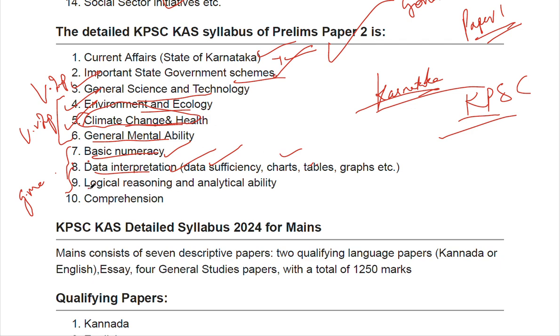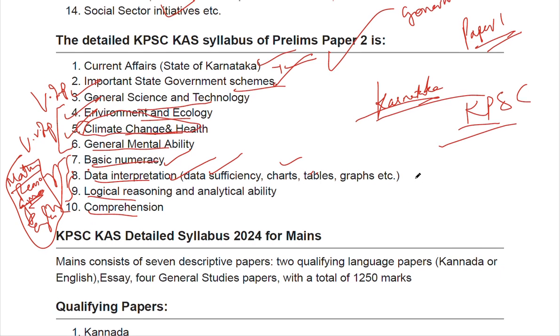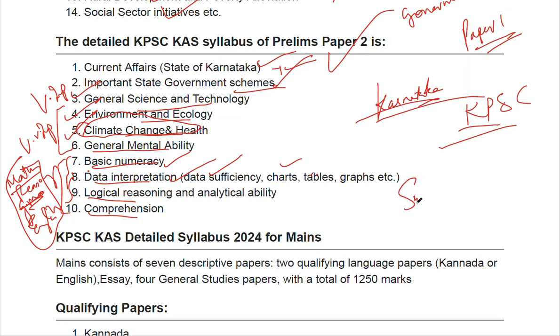Okay, then it is going to be logical reasoning and analytical ability and comprehension. So this part is going to be combined: your maths part, and it is also going to have reasoning, and it's also going to have your English part, which is nothing but your comprehension. So overall this is like your CSAT paper of UPSC prelims paper 2. Okay, the maths part is given here. So I hope you have understood the syllabus for prelims in depth.